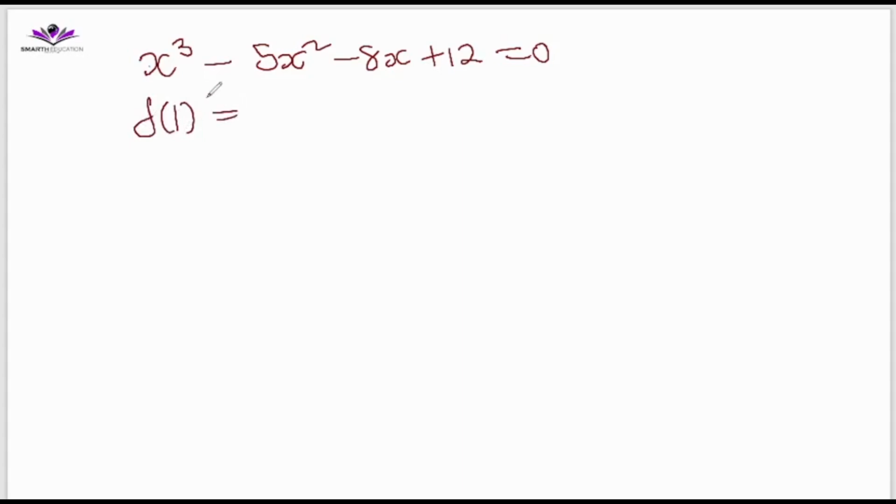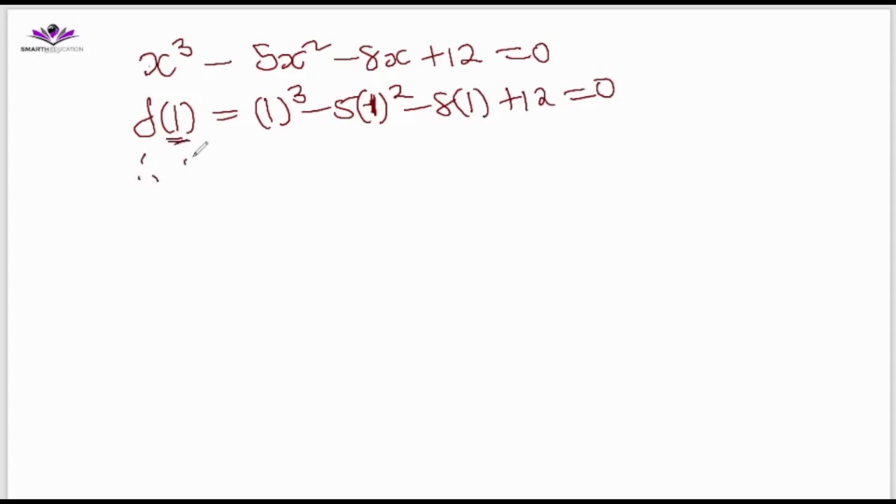So if we put 1 where there's x, we're going to get 0, right? And then minus 5 times 1 squared, like that, minus 8 times 1, then plus 12. This will give us 0. And then what is the meaning of that? If 1 is giving us 0, it means x minus 1 is a factor. It's one of the factors. Remember, a cubic function can have up to 3 factors. So x minus 1 is one of the factors. Then now we need to find the other factors.